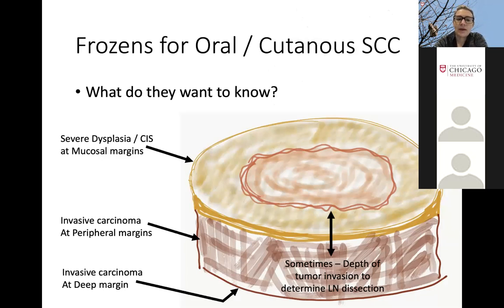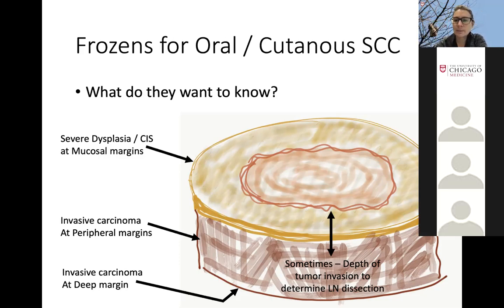And basically what they want to know are potentially one of a few things. These can either happen for mucosal ellipses, like mostly tongues, or even for cutaneous squamous cell carcinomas. Generally, it's for squamous. Occasionally you might get a case for basal, but generally these come for squamous. What they want to know are a few things. One, is there any severe dysplasia or carcinoma in situ at the mucosal edge? Is there any invasive carcinoma at any of the peripheral margins? And is there any invasive carcinoma at or near the deep margin?